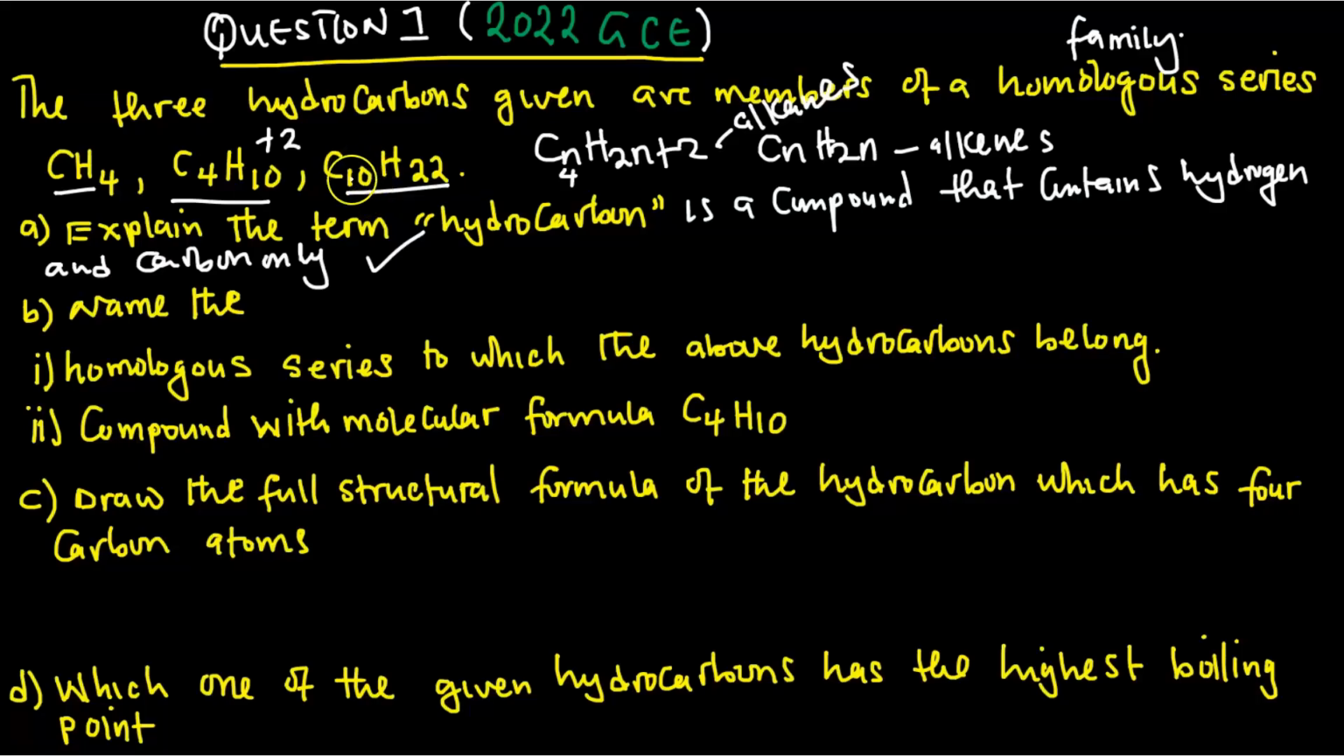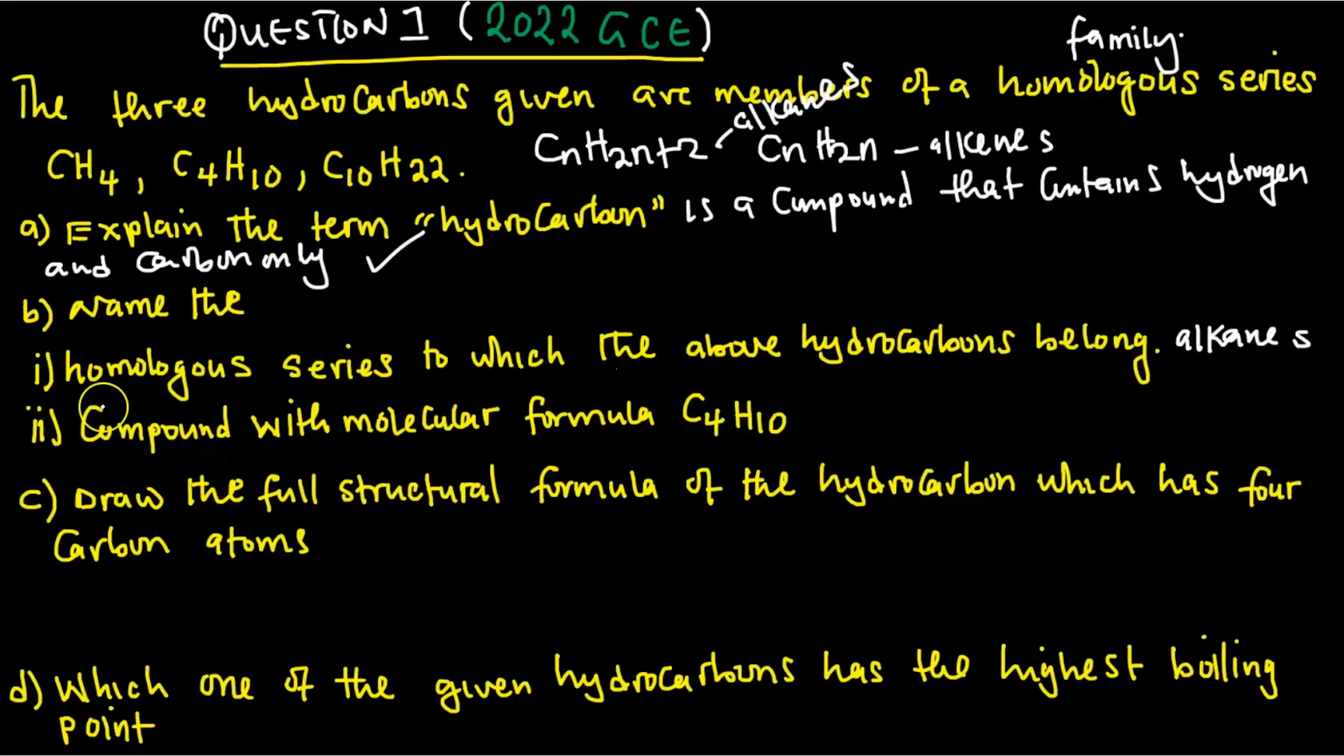Also, if we try out the one for 10, where there's n we put 10, then 10 multiplied by 2 is 20, plus 2 gives us 22. This means that these belong to alkanes as a family. That is how you can simply identify them. But for alkenes, it's just double, so it was going to be 8, and this one was going to be 20. So these belong to alkanes. The family, or the homologous series, is alkanes.